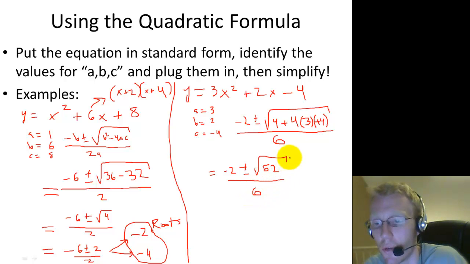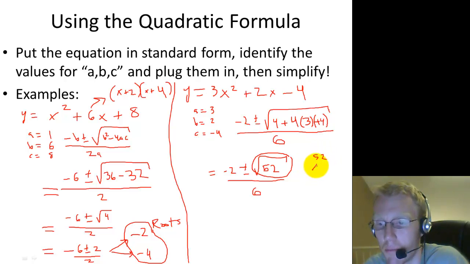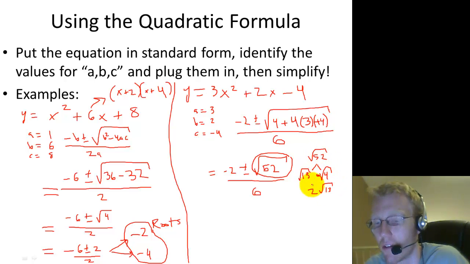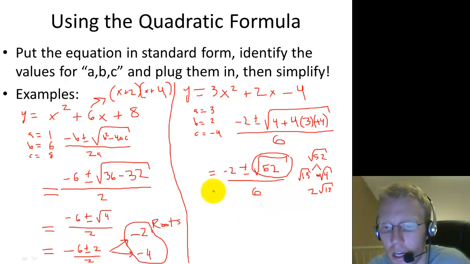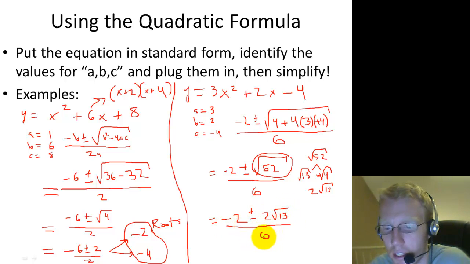Okay, now the square root of 52 can be simplified because 52 is breaking down into 13 times 4. So the square root of 52 is the square root of 13 times the square root of 4. And the square root of 4 is a perfect number, which is 2, with left behind the square root of 13. So if you don't remember how to do simplifying radicals, I encourage you to go back and take a look. So now we can write this as negative 2 plus or minus 2 root 13, all divided by 6.